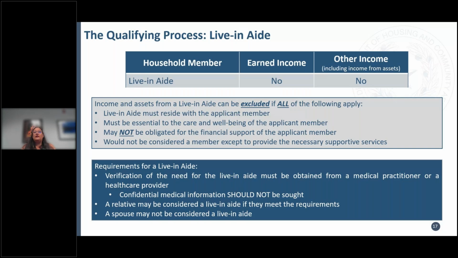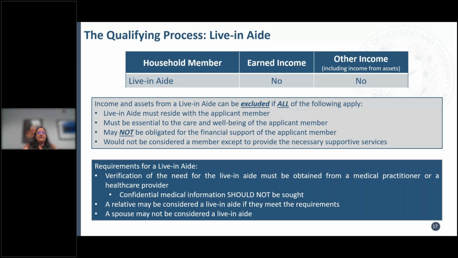A relative may be considered a live-in aide if they meet the requirements, but a spouse may not be considered a live-in aide. So if they tell you that this is their spouse and that they're the live-in aide, the spouse is still going to have to be screened for eligibility. Even though they may perform the same duties that a live-in aide would do, they are the spouse and they would be part of the household as a family member no matter what.